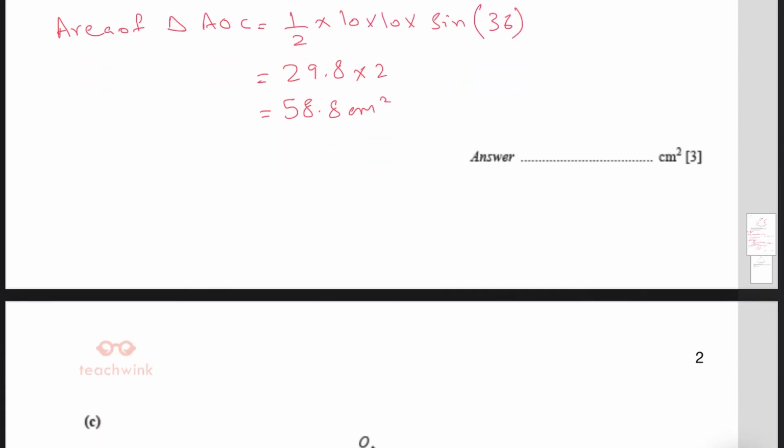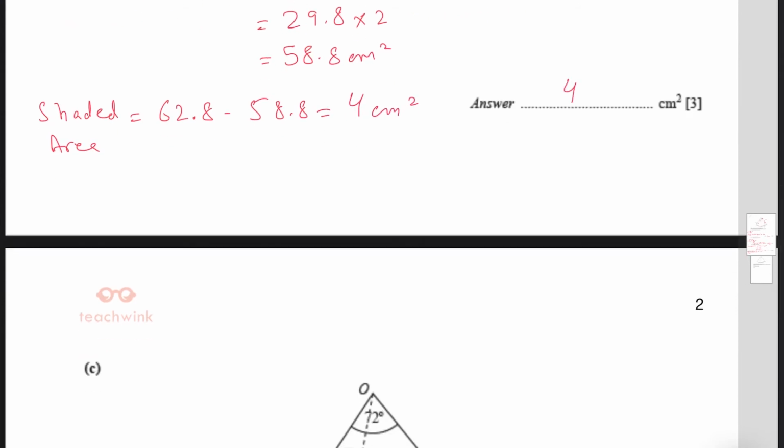If we subtract, the shaded area would now be 62.8 minus 58.8, because we'll only be left with the shaded area once we subtract these two values. So 62.8 minus 58.8 gives us 4 centimeters squared, which is the shaded area, 4 centimeters squared.